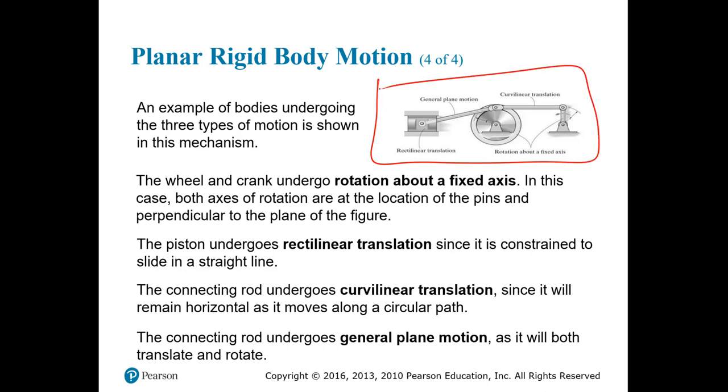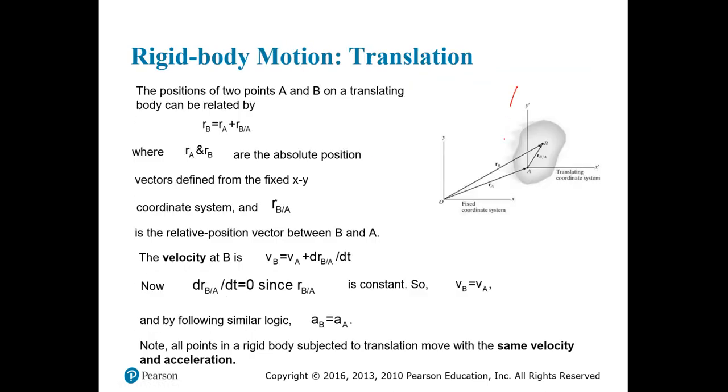The wheel and crank will undergo rotation about a fixed axis, as you can see here. In this case, both axes of rotation are at the location of the pins and perpendicular to the plane of the figure. The piston undergoes rectilinear translation since it is constrained to slide in a straight line. The connecting rod undergoes curvilinear translation since it will remain horizontal as it moves along a circular path. And then the other connecting rod will go into general plane motion since it will both translate and rotate at the same time.